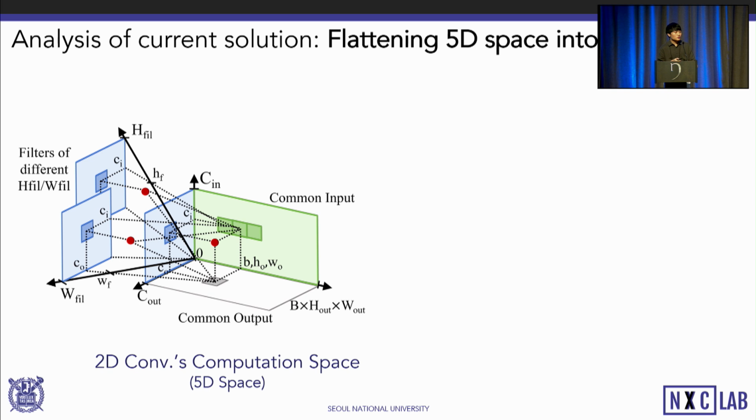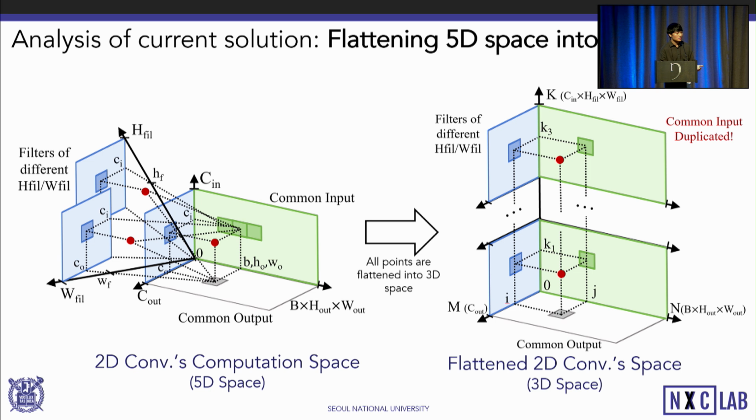Now, the current computation of mapping convolutions into GEMM can be understood as slicing this 5-dimensional space along the H-fil and W-fil dimensions to create 3D subspaces. These 3D subspaces then can be stacked on top of each other to create a flattened 3D version of the original 5-dimensional space. Now, this 3D space can be computed using GEMM and high-performance BLAS libraries.